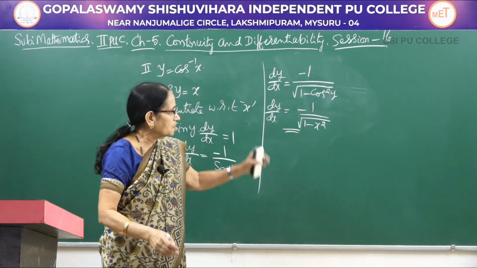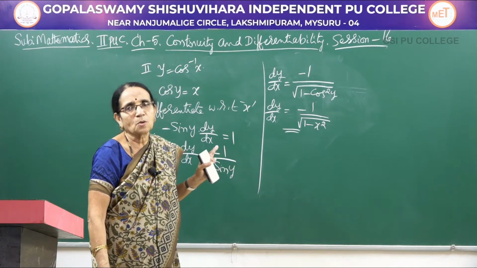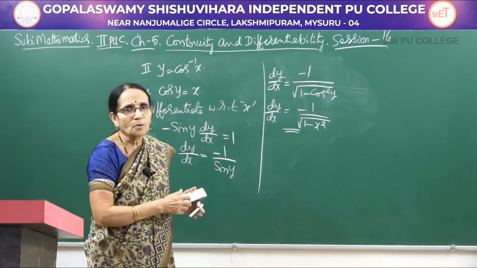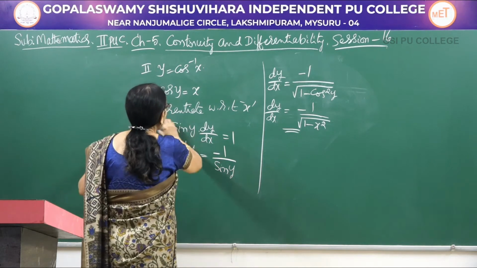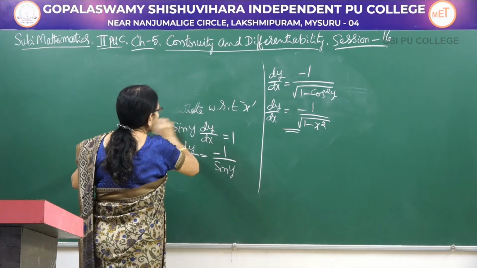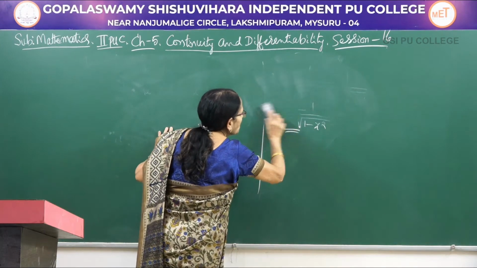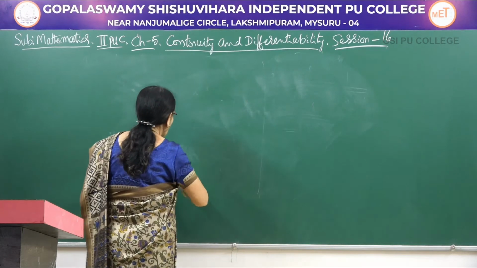For sin inverse x, the same term was plus 1 by root of 1 minus x square. Now it is minus 1 over root of 1 minus x square. Now this is the derivative of the inverse cos function. Now let me move on to the third one.